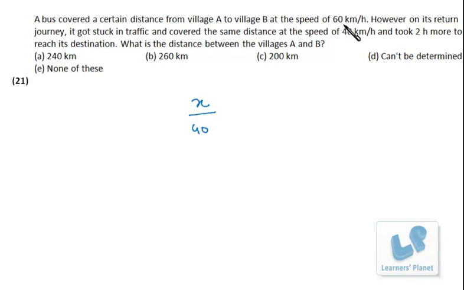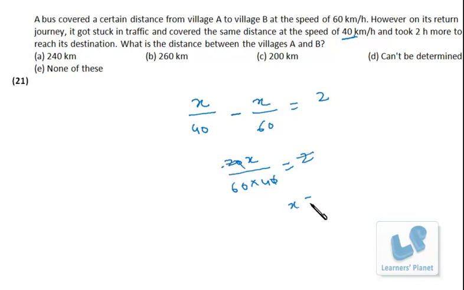And in the first case, the distance is the same, that is x kilometers, and the bus is traveling at 60 km per hour. So this is the time that it will take. Now the difference between these two is what? It's 2 hours, right? Because at this speed it's taking 2 hours more. Now we just have to solve and get the value of x. So it's 60 minus 40, that is 20x over 60 into 40 is equal to 2. So x is equal to 240 kilometers, right? The problem can be done mentally even, right?